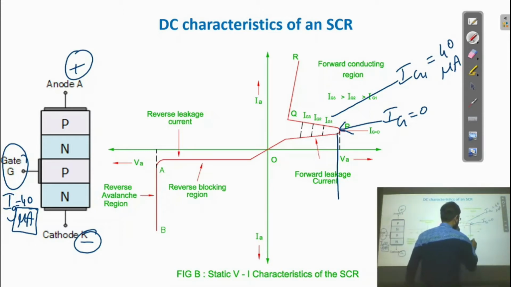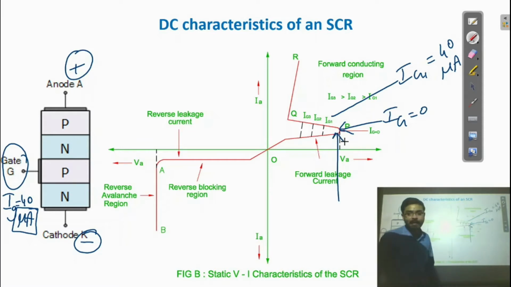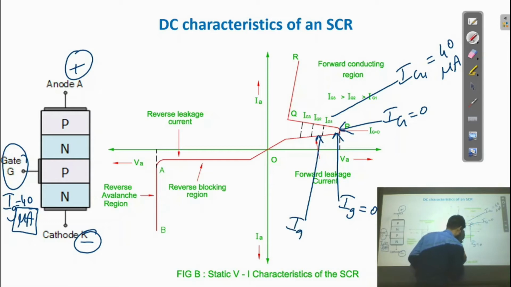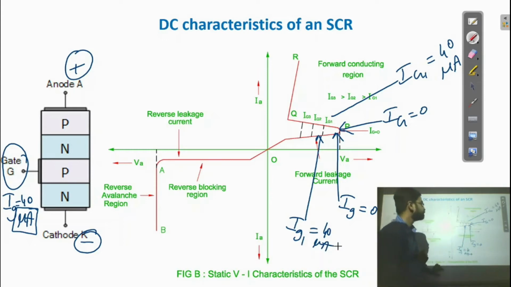This breakdown, which is happening at a higher potential, shifts towards the lesser voltage. This is for Ig equals 0. This is for Ig1, that is 40 microampere.